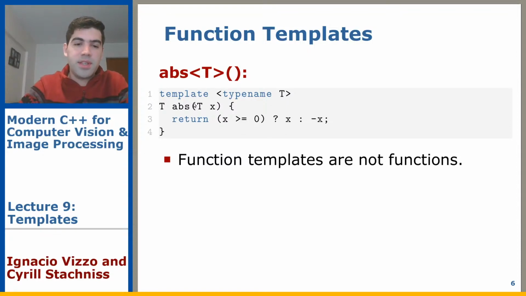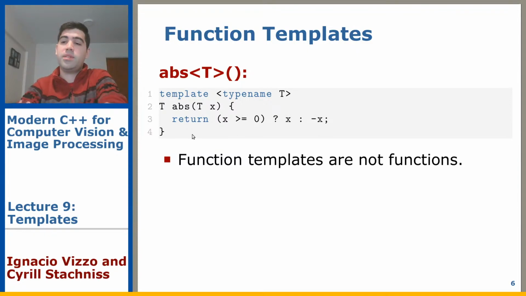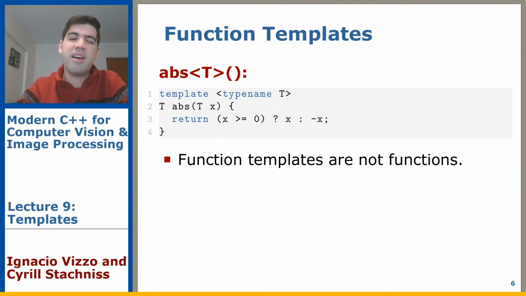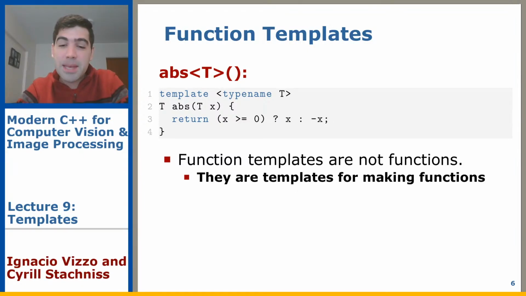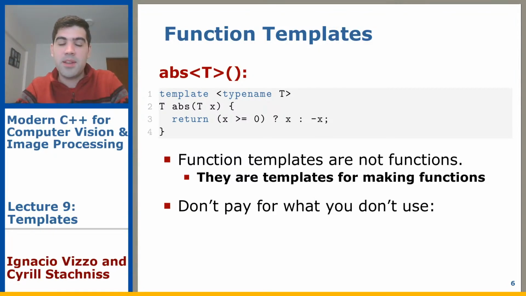And here you see these 4 lines. Most people will say this is a function, but this is not a function, right? Function templates are not functions. They are templates for making functions. That is different. And actually you don't pay for what you don't use. You create a template, and we will see one example now. If you don't call absolute with integer type, then you don't need to create the symbol. So you don't pay for what you don't use.